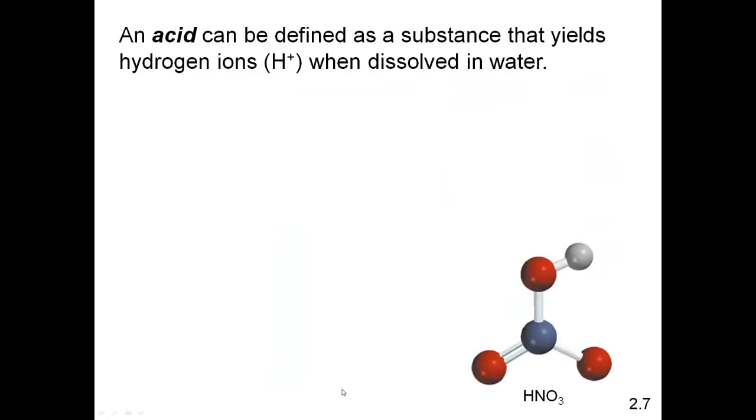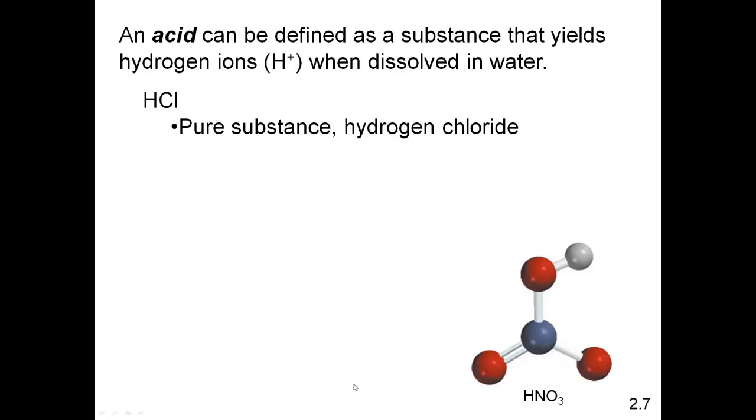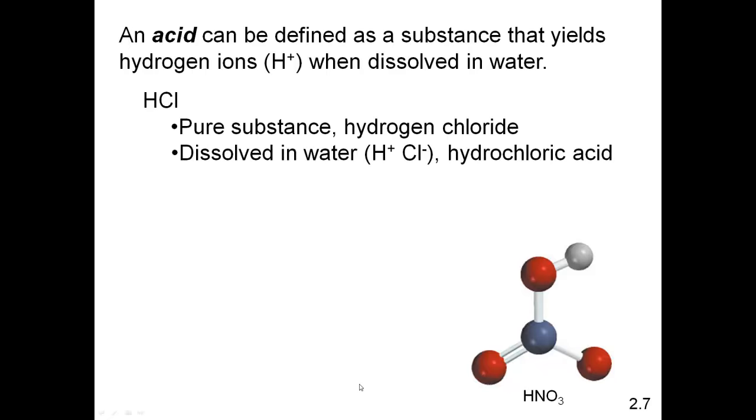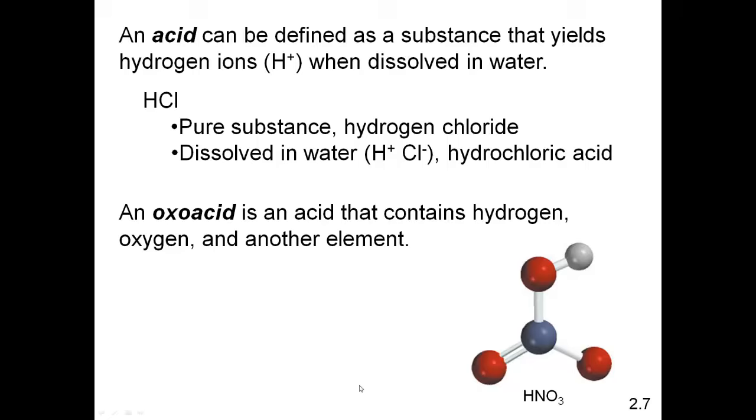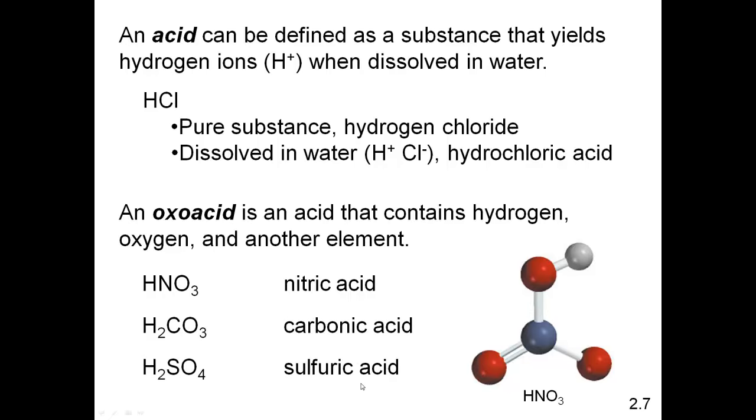An acid can be defined as a substance that yields hydrogen when dissolved in water. So any acid is going to have an H, or at least for now it will. Second semester, there's maybe a couple exceptions. An oxoacid is an acid that contains hydrogen, oxygen, and some other element. So here's nitric acid, carbonic acid, and then sulfuric acid. And again, what does carbonic acid come from? It is the polyatomic ion carbonate becomes carbonic.